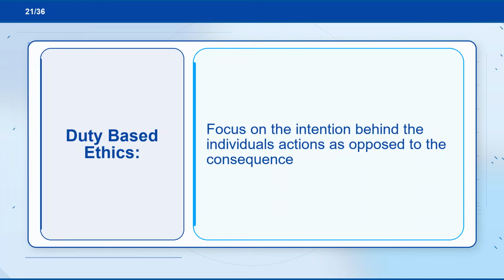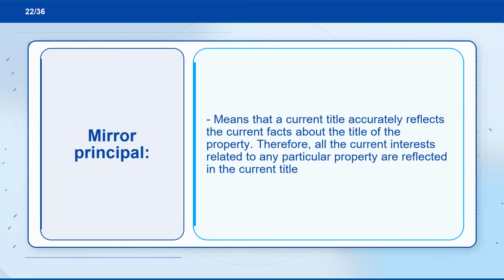Definition: focus on the intention behind the individual's actions as opposed to the consequence. Flashcard 22. Term, mirror principle. Definition: means that a current title accurately reflects the current facts about the title of the property. Therefore, all the current interests related to any particular property are reflected in the current title.